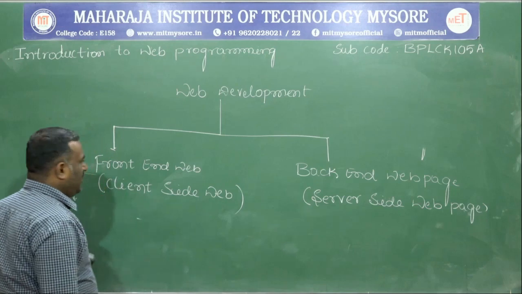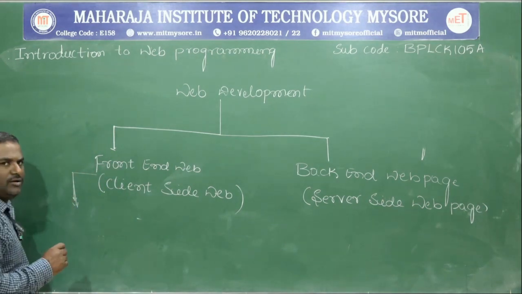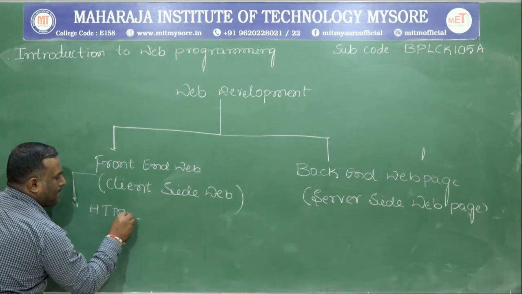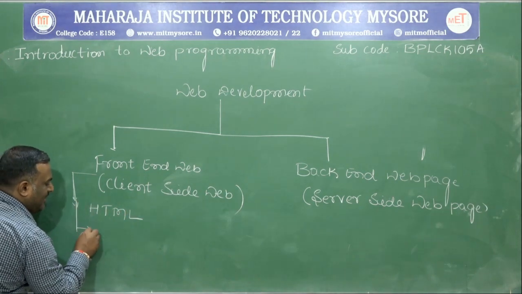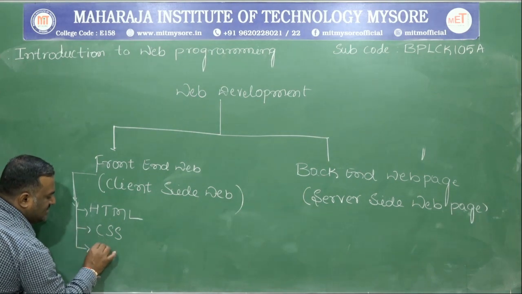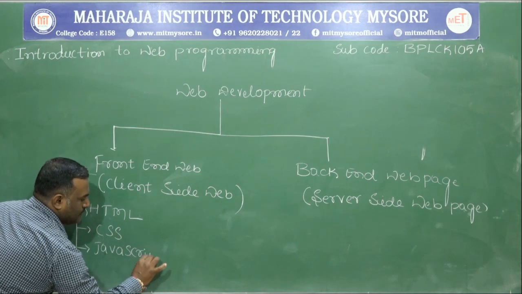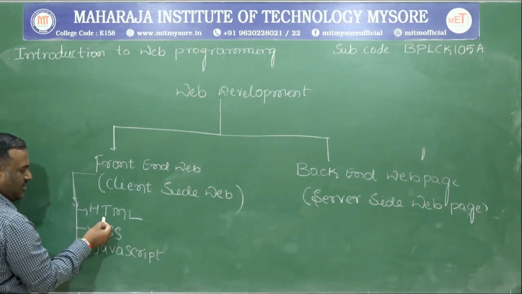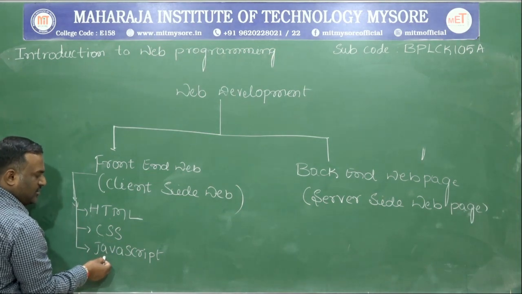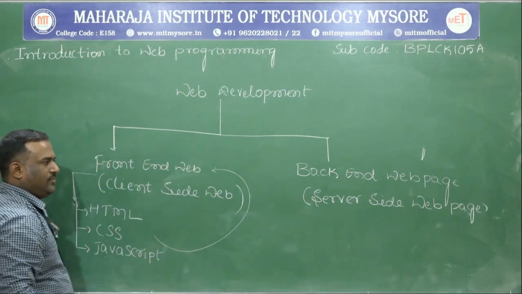The front end web page is implemented or designed by using HTML. The second language is called CSS. The last one is called JavaScript. HTML, CSS, JavaScript, these are the languages which are used to design the front end web page.